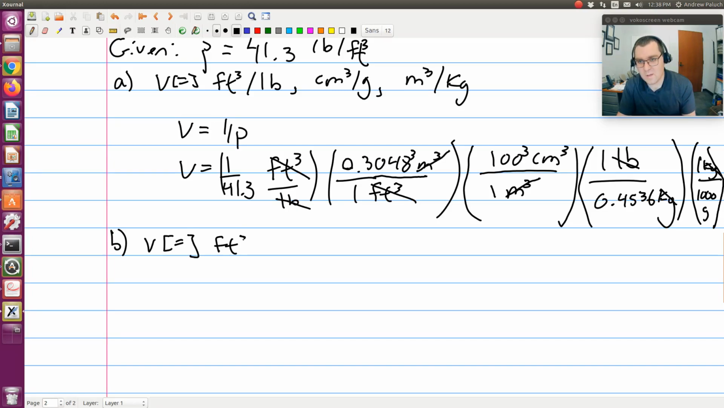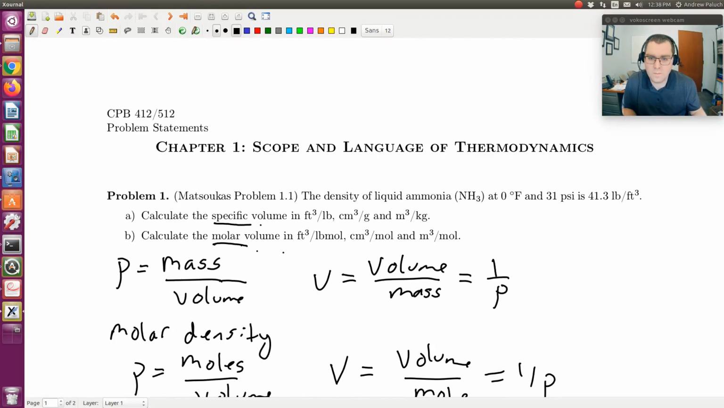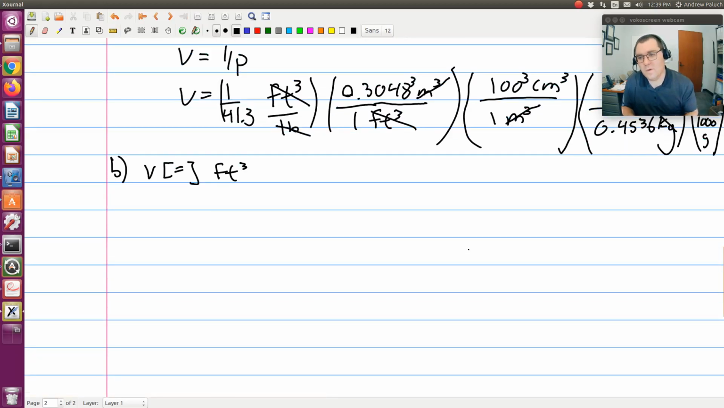We're going to be looking at, let me see, did you want pounds? Pound mole, and then notice these latter two just use moles. Again, mole is my SI unit. So we want foot cubed per pound mole, and then we want centimeters cubed per mole, and then meters cubed per mole. All right, so how would I do this?